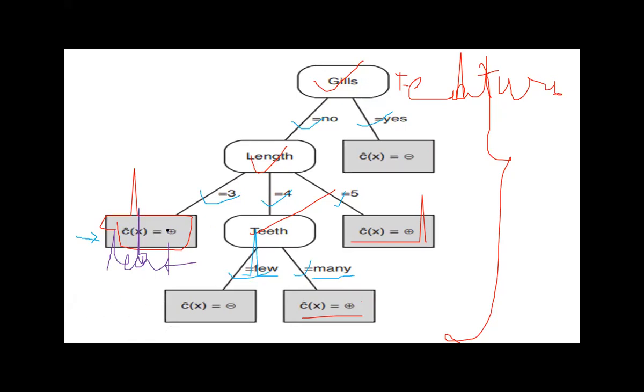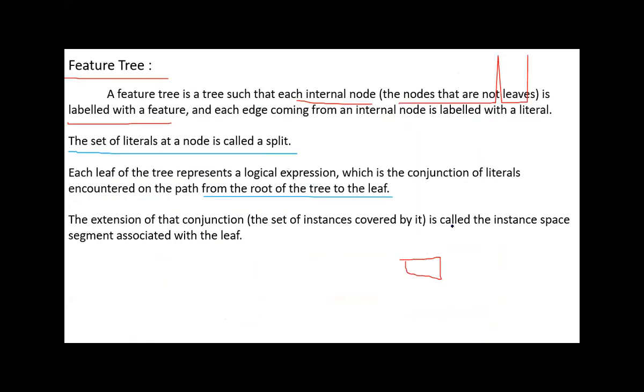But remember, my dear friends, the leaf node is a logical expression. How? It is derived from the root. Gills, length 3. This is the logical expression of this, and it is labeled as positive. So this is the terminology, the feature tree.